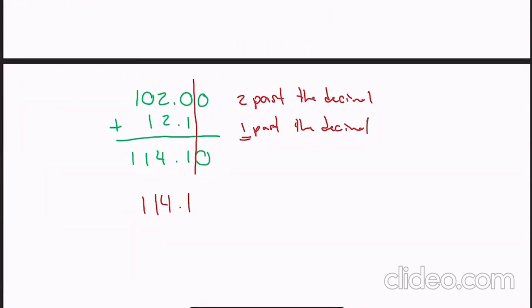Those rules are for multiplication and division. We're doing addition and subtraction. The rules change. We go by the smallest number of decimal places. The smallest number of decimal places. Let's change this up a little bit. 1.2.